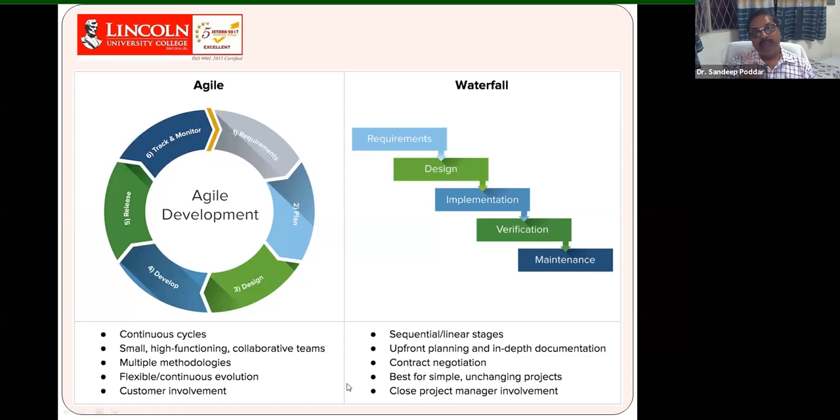So both these agile and waterfall project models are useful during our research work. And from there, we are going for innovation.